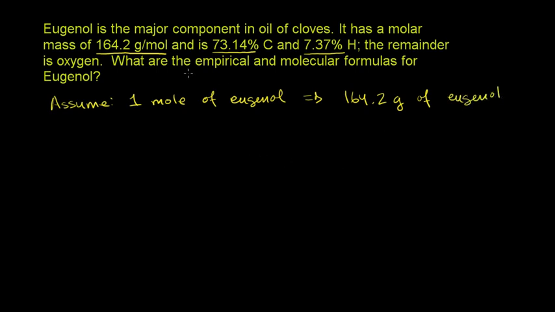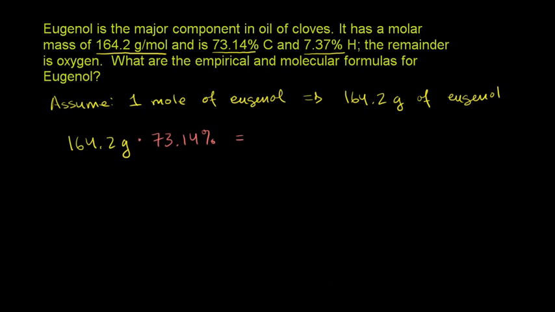Now, they gave us the composition. They tell us what percentage is carbon, what's hydrogen, and then the remainder is oxygen. So if we assume we have a mole of eugenol, that mole will have a mass of 164.2 grams, and we can just use the percentages to figure out the mass of carbon, hydrogen, and oxygen. So let's figure this out. Let's start with 164.2 grams of eugenol times 73.14%. This will tell us what our mass of carbon is.